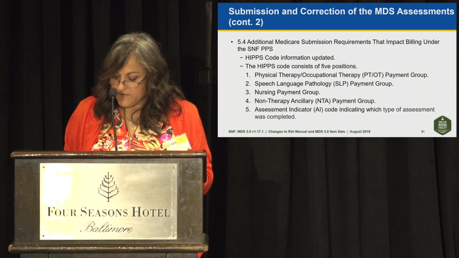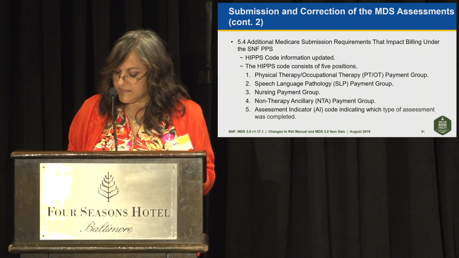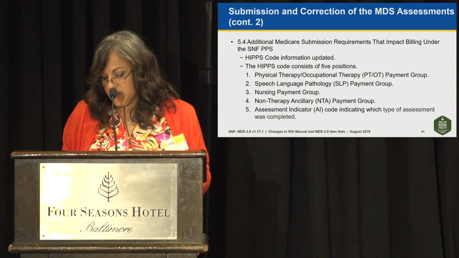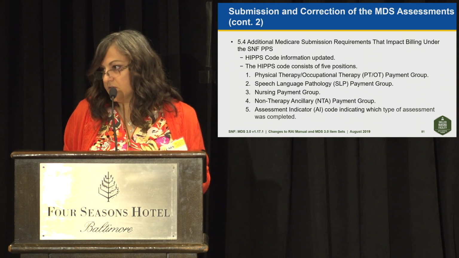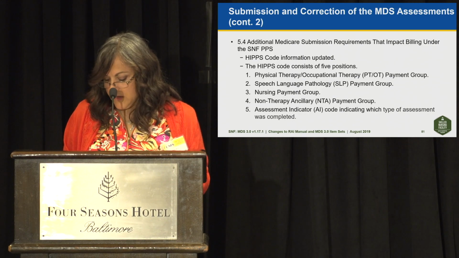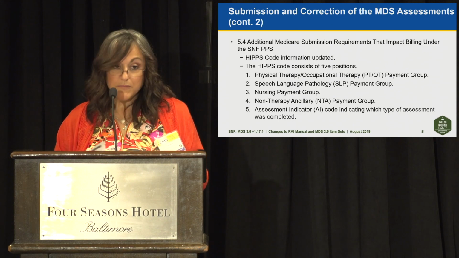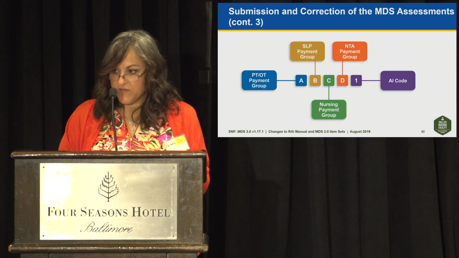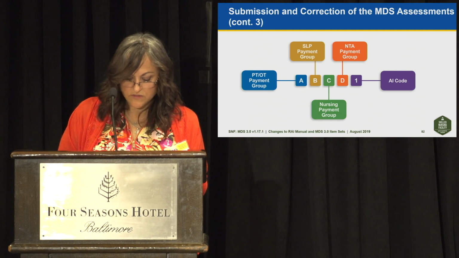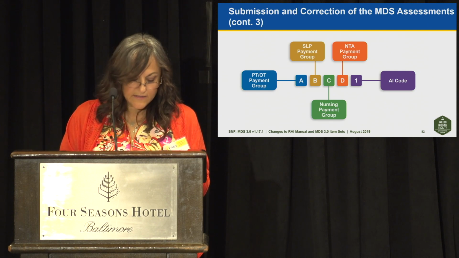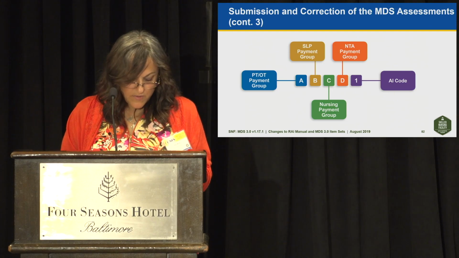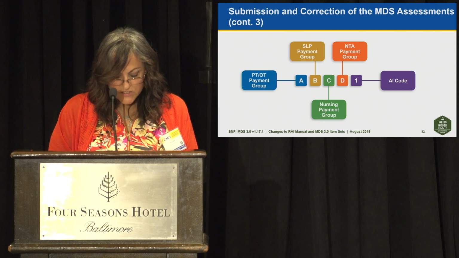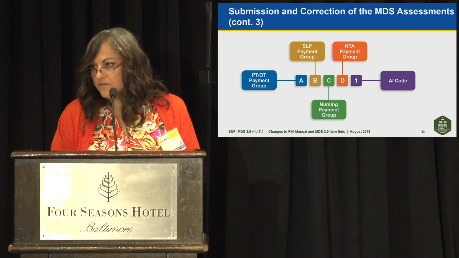And the HIPS code information in Section 5.4 was updated to state that the HIPS codes are billing codes used when submitting Medicare Part A SNF claims to the Part A or Part B Medicare Administrative Contractor, or the A/B MAC, and that the HIPS code under PDPM consists of 5 positions. So as you can see in this graphic, the first position is the physical therapy, occupational therapy payment group. The second is the speech language pathology payment group. The third position is the nursing payment group. The fourth position is the non-therapy ancillary payment group, and the fifth is your AI code.